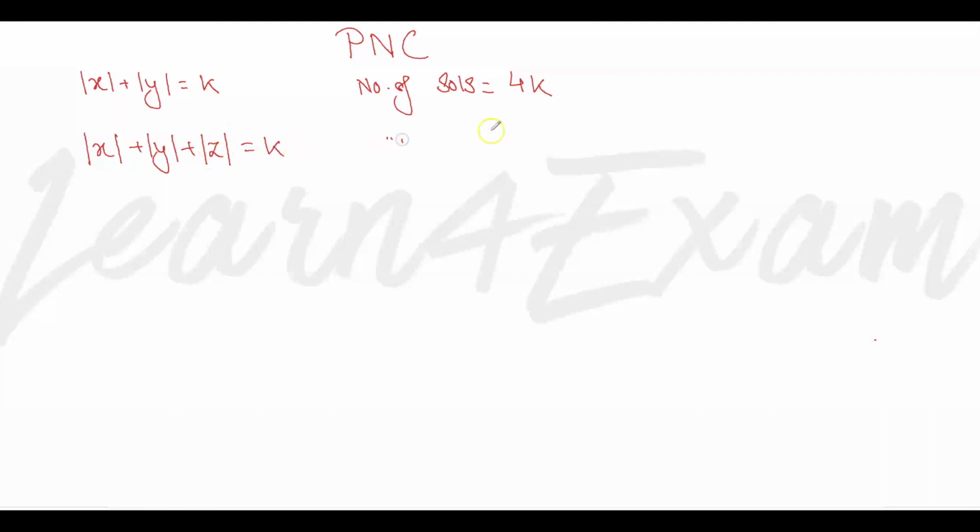Now let's come on to PNC. Okay, in PNC, what do people need to know? If I need to find out the number of solutions to mod x plus mod y, when this is given as k, the number of solutions would be equal to 4k, right? When I have three variables, that is mod x plus mod y plus mod z is equal to k, the number of solutions would be equal to 4k square plus 2. This is something I want you people to keep in mind.